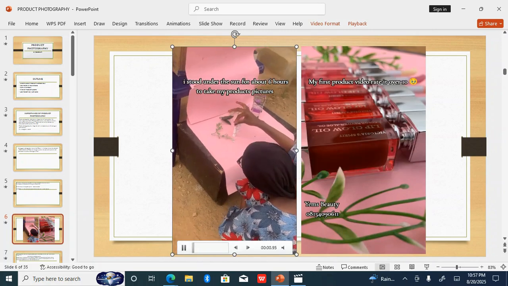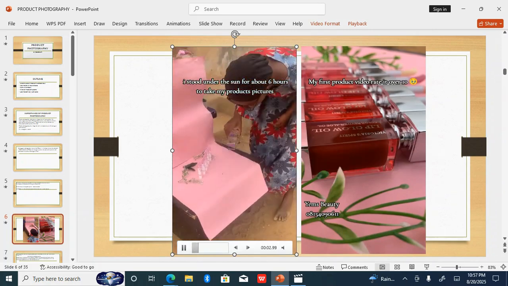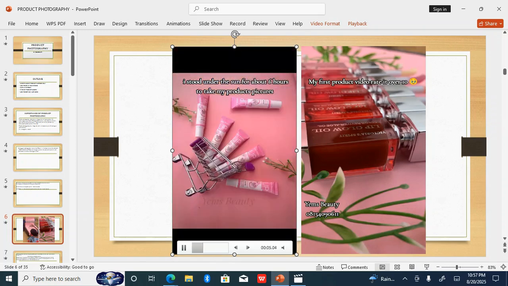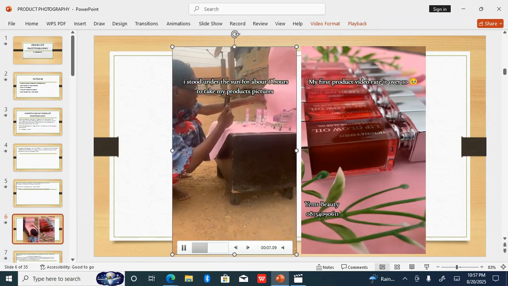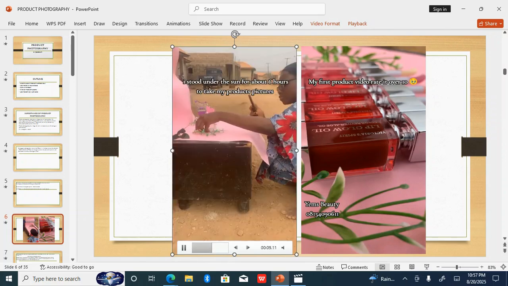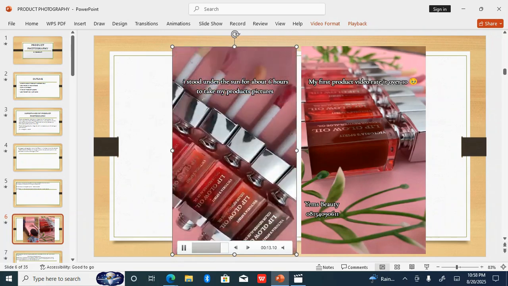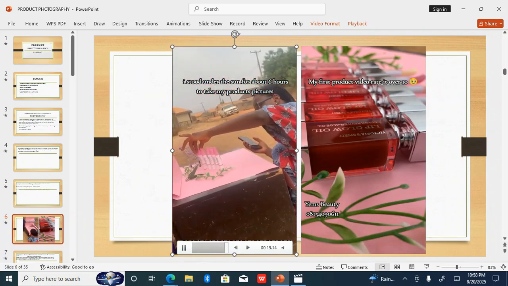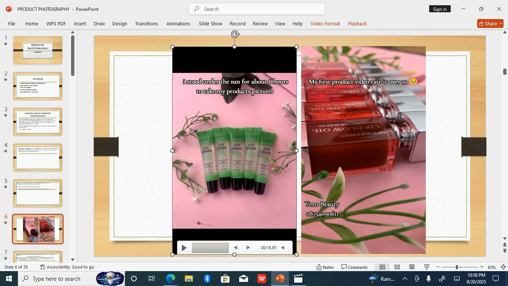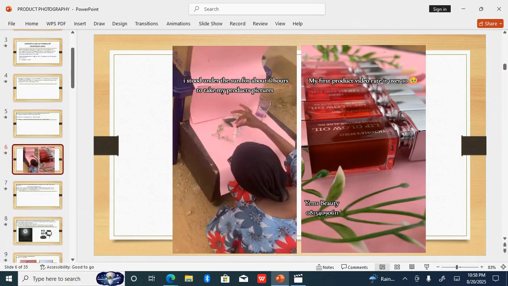So I'm going to be playing this particular video. Can you see that? I'm outside while I was taking my pictures, and you can see how great it is. I stood under the sun for about 6 hours to take my product picture. You can see how nice the whole picture came out. There was no ring light, there was no LED light. It was just my phone, and I was able to take clean pictures like this. This shows you don't need all the unnecessary tools to take your product pictures.